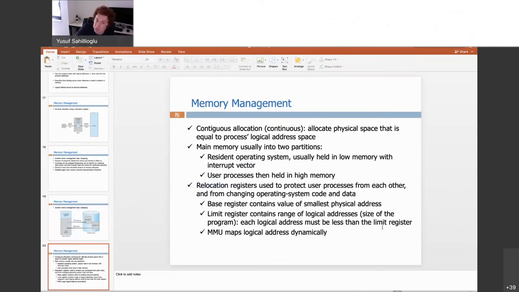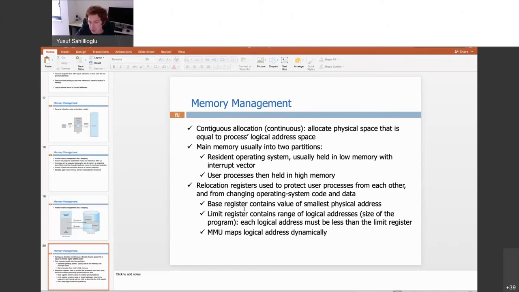And the relocation registers are used to protect user processes from each other, because they have their own relocation registers. And also, you will never be accessing the addresses in the kernel space. Okay, so these register values are set nicely so that these conflicts and violations never happen.